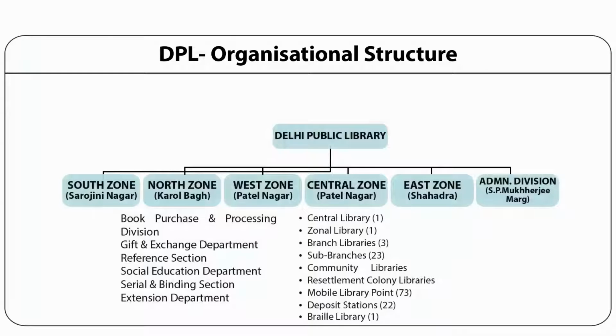Delhi Public Library has a network of zonal libraries, branches and sub-branches. It has RC branch libraries, community libraries, deposit stations, mobile library, braille library, etc., spread all over Delhi.